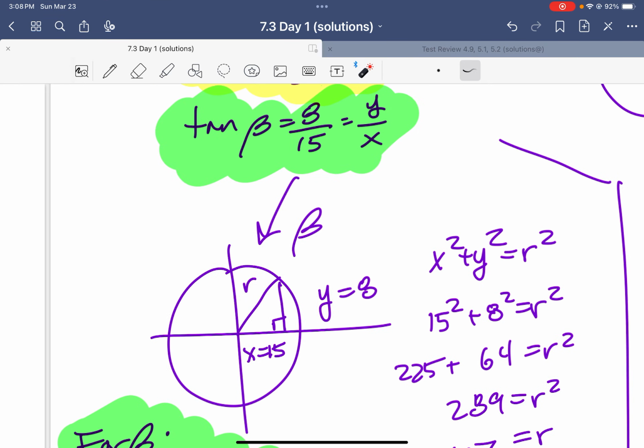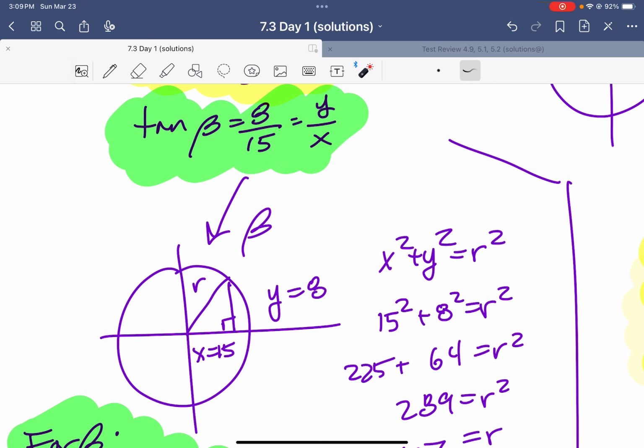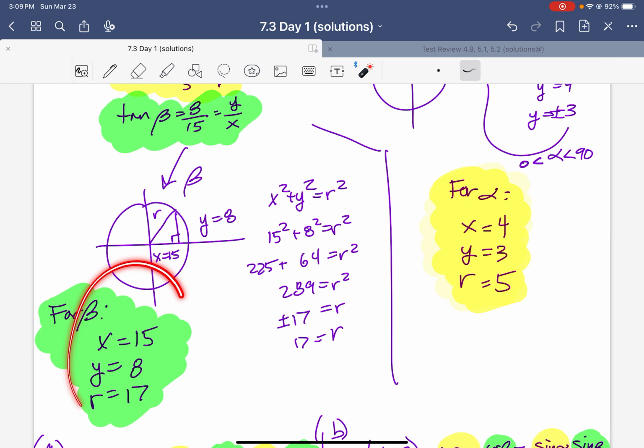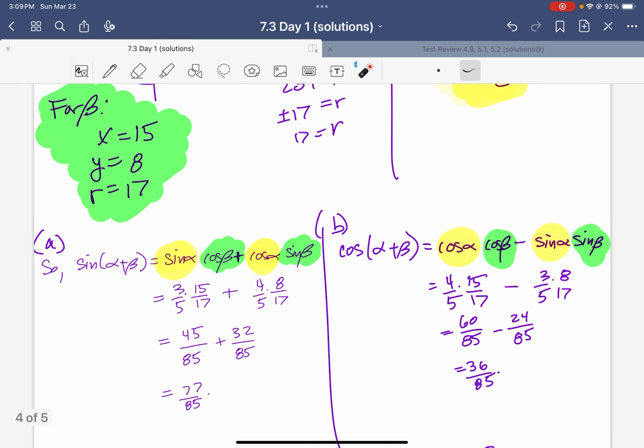Then we come over here, and if the tangent of beta is 8/15, that means y over x is 8/15. So I draw my picture in the first quadrant. I run to the x-axis. I label my x and y and solve for r using the Pythagorean theorem. And since r is always positive, I know that r is 17. So now I know x, y, and r for beta. So now I'm ready to answer their questions.